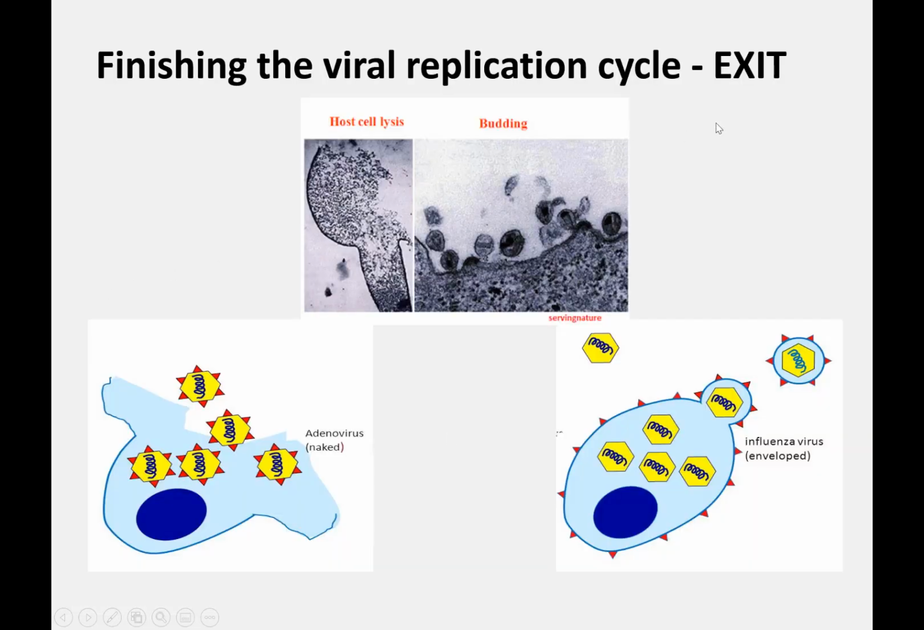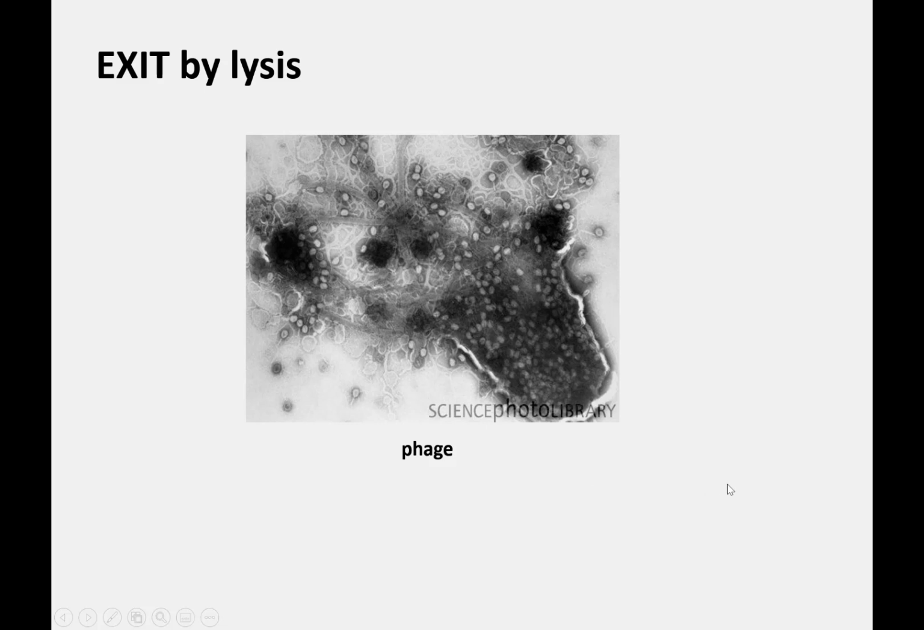Then the virus has to get out. The two main ways that viruses exit the cell is by lysis or by budding. And lysis is primarily for naked viruses, and budding is for enveloped viruses. So let's take a look at these. Lysis is just what it sounds like. The cell kind of self-destructs. I like to say it kind of explodes.